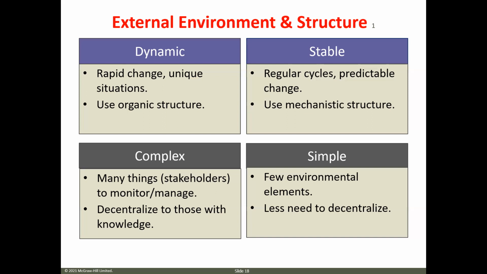Perhaps in order to operate better, there has to be a lot of rules. So it is mechanistic, and the decision making is decentralized. So a group of people make decisions. However, in a simple one, like in a small library in a town, we have few environmental elements dealing there, so there are a few things to look at, and that's why less need to decentralize.